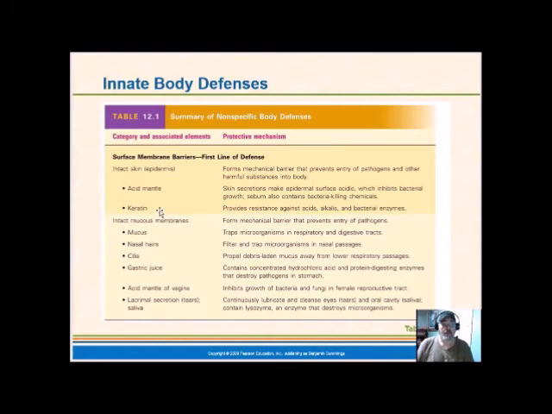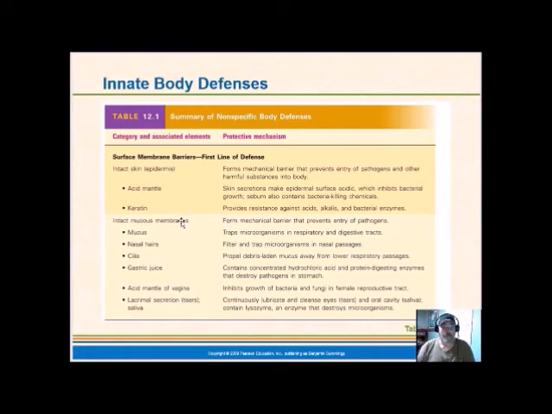And then we have keratin, which is a hard or tough material that lives in the skin on the surface cells, and it provides resistance against acids and alkalis and bacterial enzymes. So you can spill a mild acid or a mild base on your skin, and it's going to protect the underlying tissues from any damage.